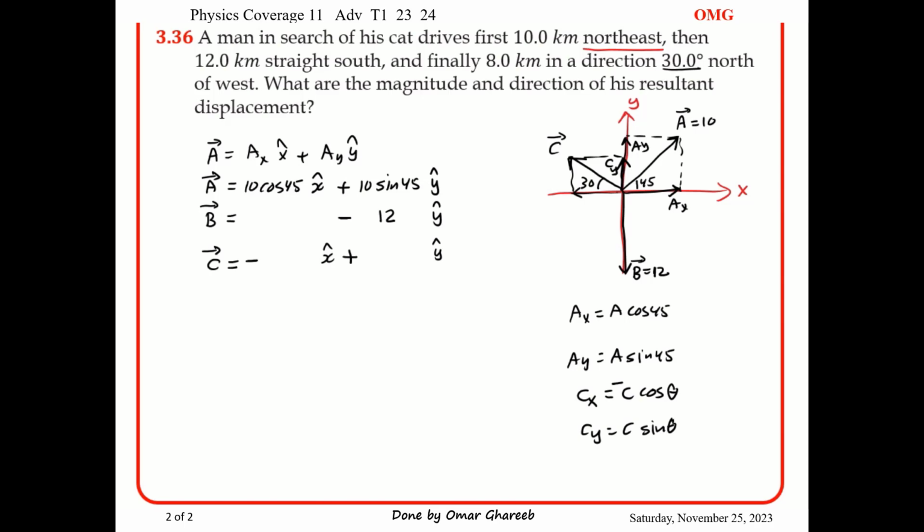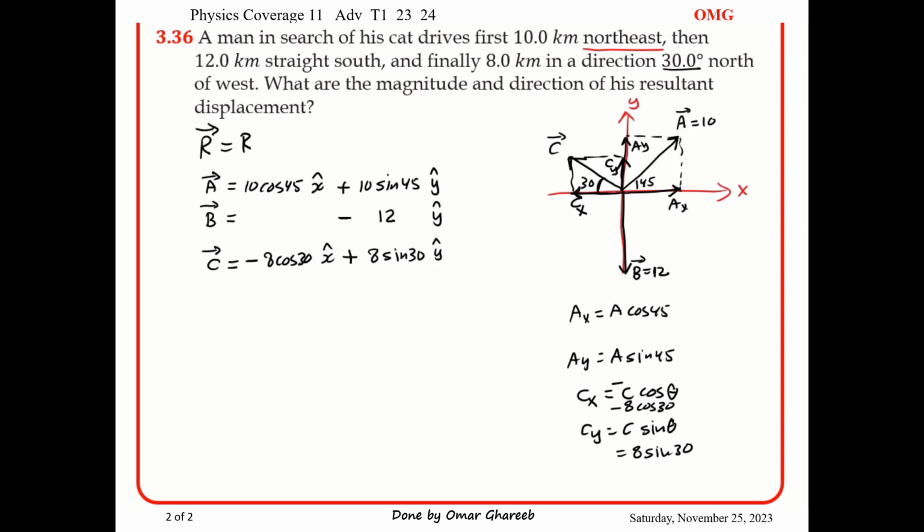Why do we assign the cosine to the x-axis? Because cx is adjacent to the angle theta, which is 30. So it will take cosine. Cx equals minus c cosine theta. C is 8. Cosine, the angle is 30. And for cy, 8 sine 30. Don't forget the minus for the x component. So we have here 8 cosine 30 and here 8 sine 30. Now let us name the resultant as R.